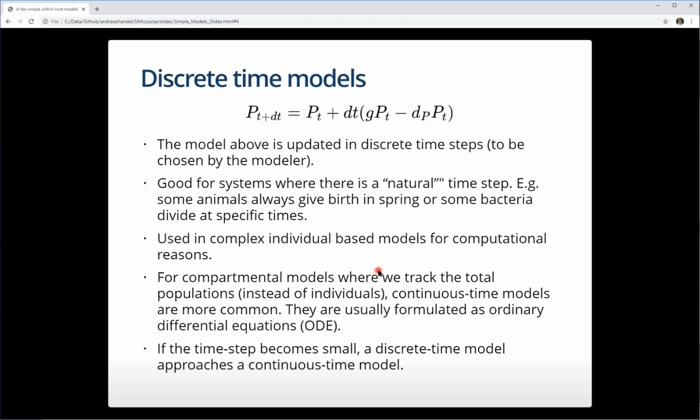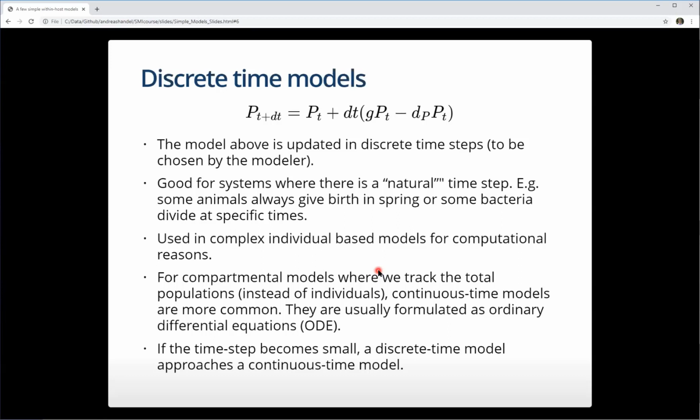The continuous time models are more common. The reason for that is even though any bacteria or pathogen might divide or die at a certain time, in the population as a whole, there's constantly birth and death going on, so it's often better to describe it by sort of a continuous process. And if you have a continuous process, you tend to formulate these models as ordinary differential equations. And those are the models we'll be focusing on.